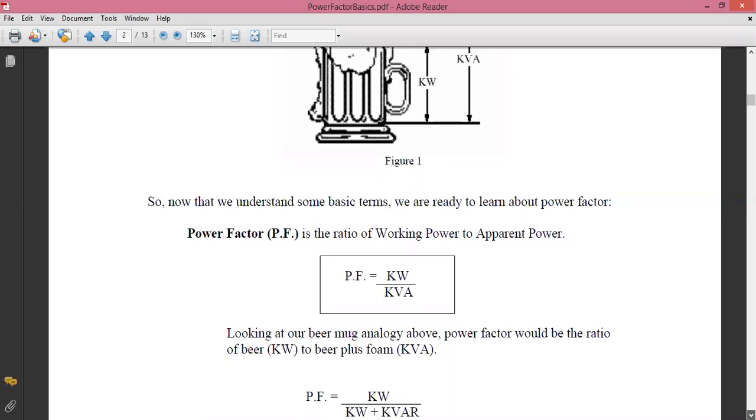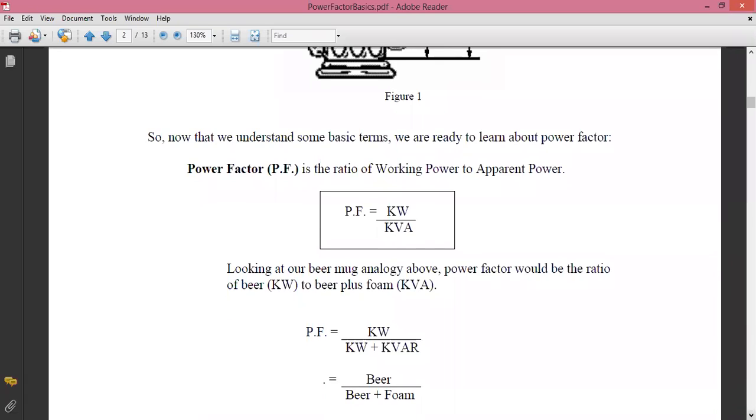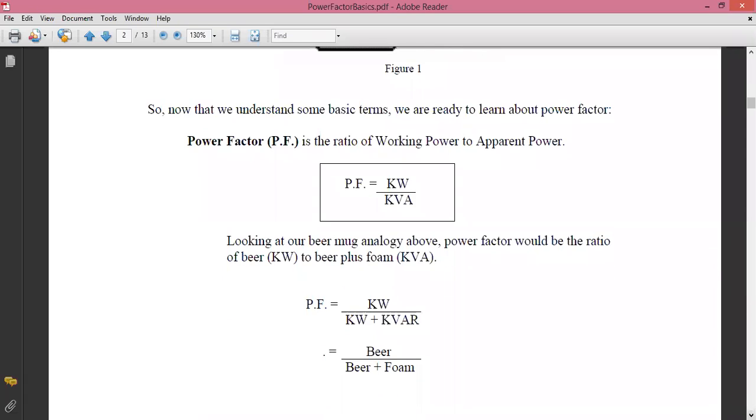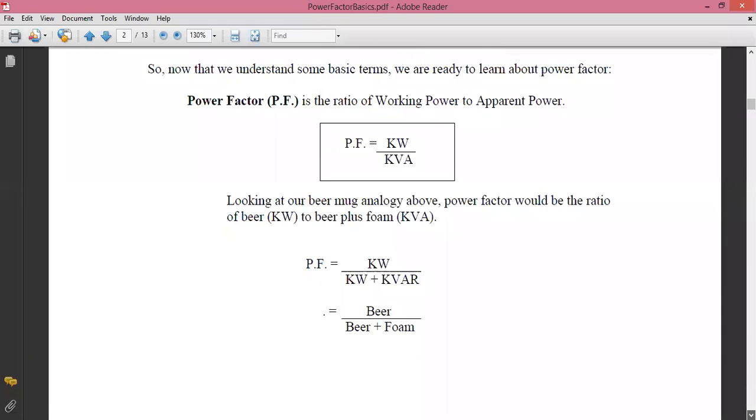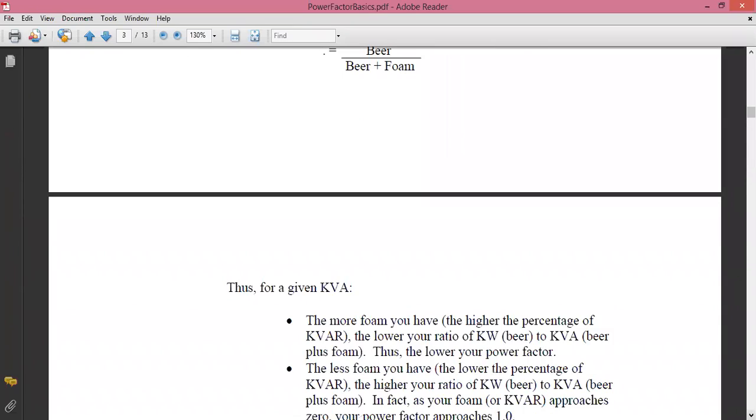So we have kVA. Again, you can see, looking at this, power factor is equal to kW upon kW plus kVAR. That means in the beer mug, we can treat kW as beer and kVAR as foam. Therefore, the power factor is equal to beer upon beer plus foam, that is kW upon kW plus kVAR. Clear? See? So this is the one example.